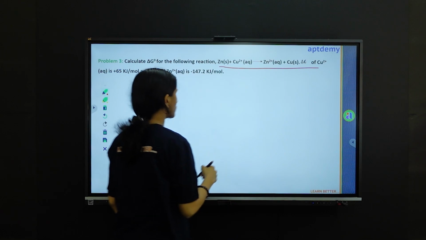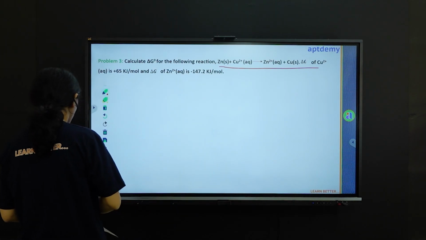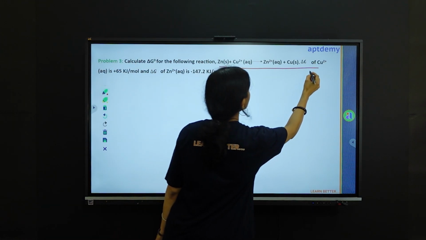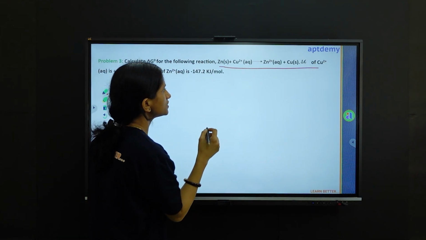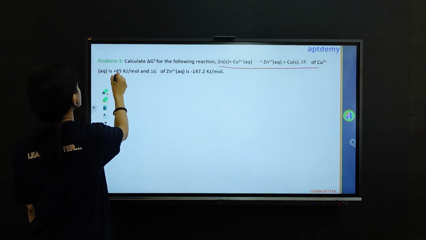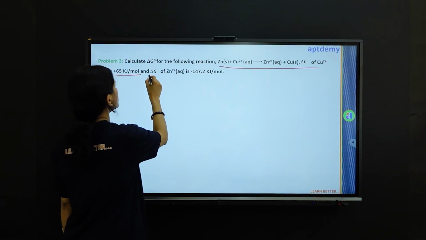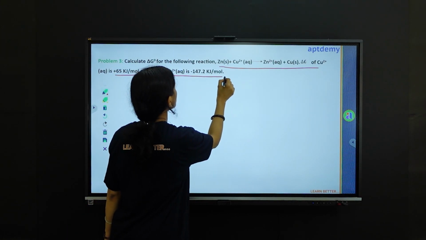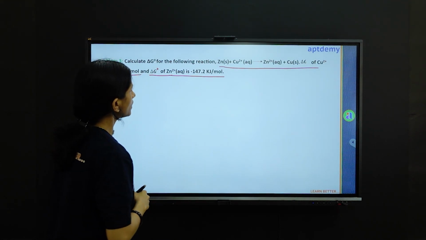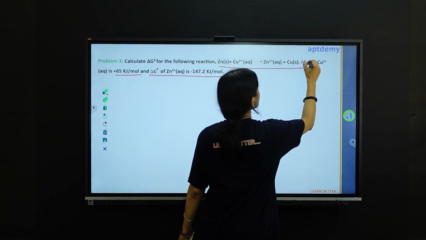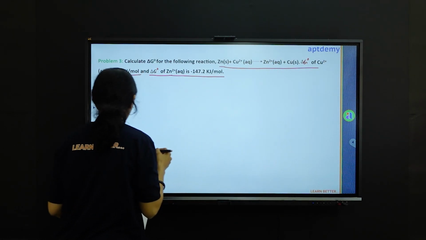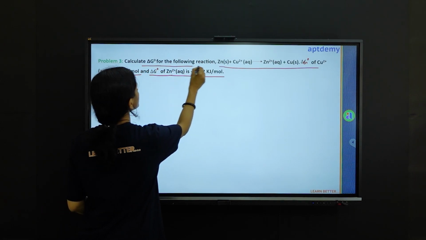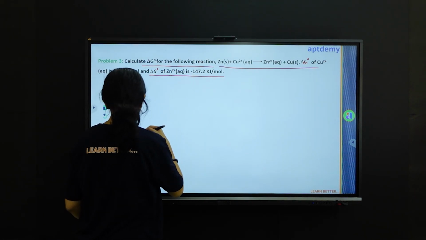You can say, right? And some other information is also given: ΔG° of Cu²⁺ aqueous is 65 kJ per mole, and ΔG° of Zn²⁺ aqueous is minus 147.2 kJ per mole. So we have to calculate the ΔG° for the following given reaction, right?